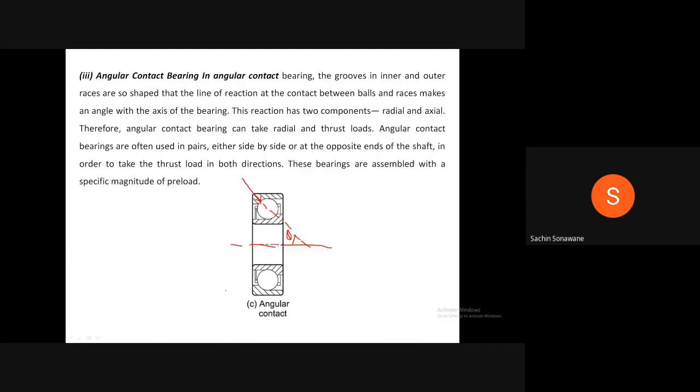But in case of angular contact bearing, load is acting at an inclined position, or at an angle theta with respect to axis of the bearing. I will draw here also. Therefore, these two loads are acting at an angle. That's why it is known as angular contact bearing at the point of contact. This reaction has two components, radial and axial. You can resolve this force like this. One is known as radial, one is known as axial.